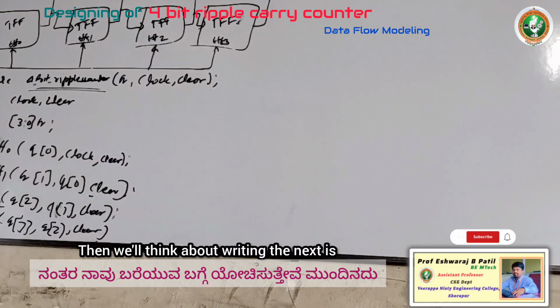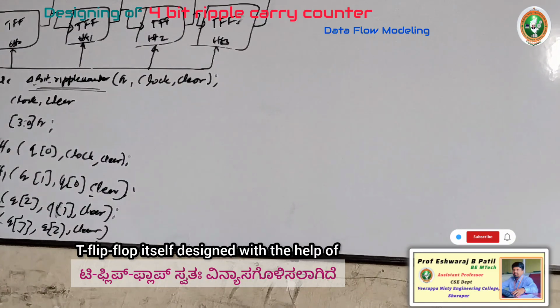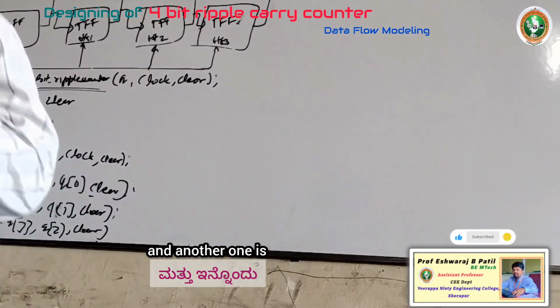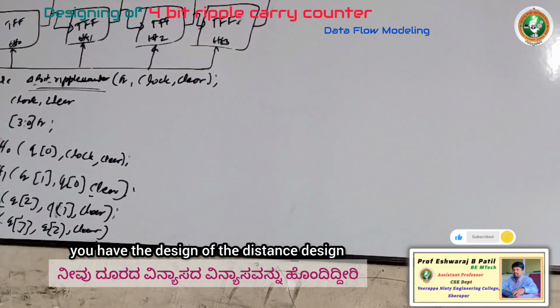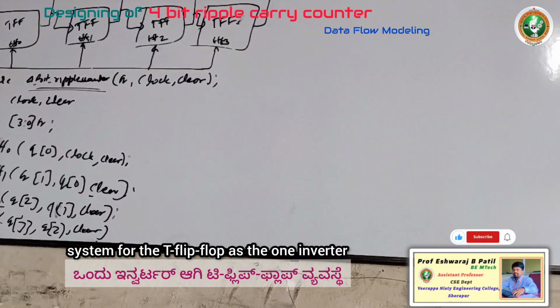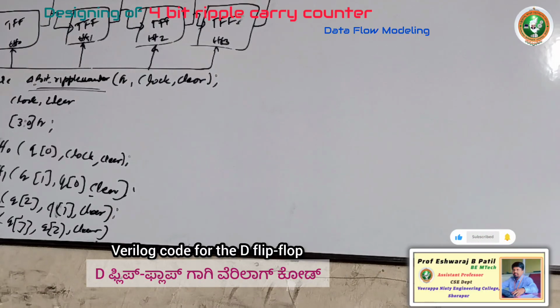Then we will think about writing the T flip flop. The T flip flop itself is designed with the help of one D flip flop and an inverter. As we already have the digital design for the T flip flop, with one inverter and the D flip flop, try to write the Verilog code for the D flip flop.